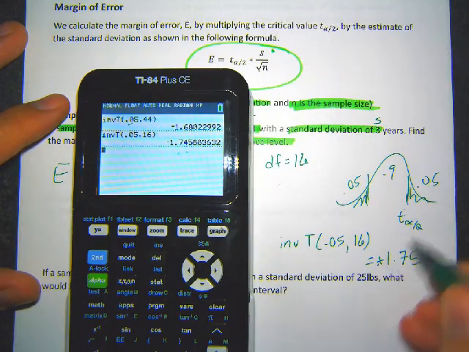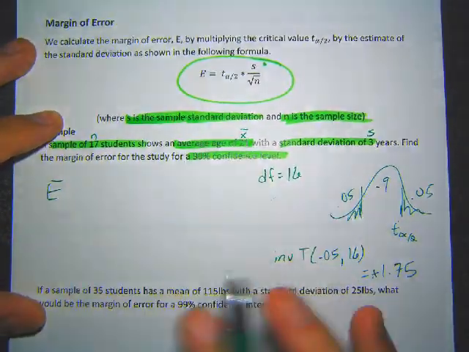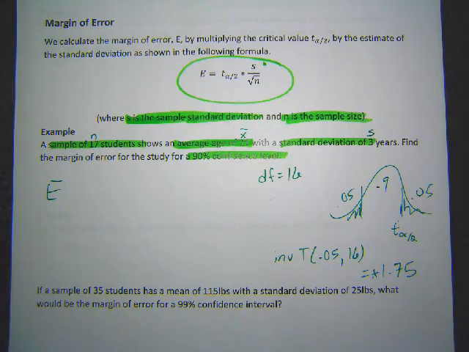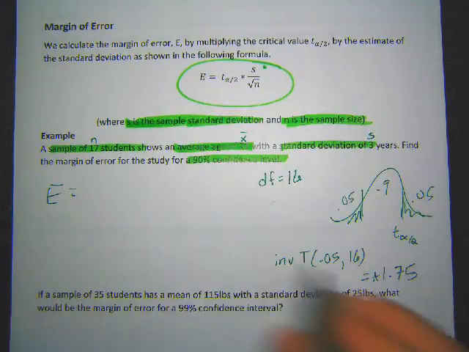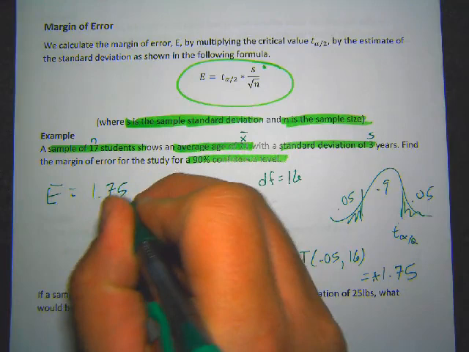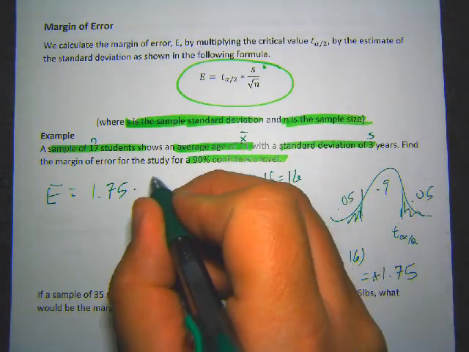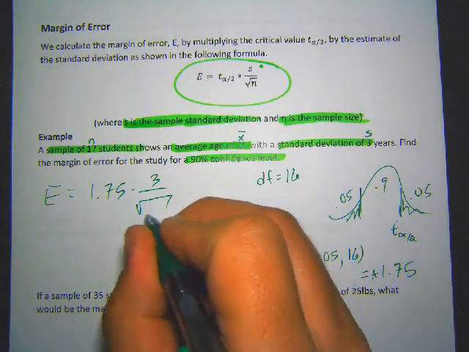We wanted the positive one because you use the positive number when you're finding margin of error. Margin of error should never be negative. If you use the negative number, you get a negative margin of error, and you don't want that, because margin of error is how much room you want. So you want a positive amount of room. So we'll use this value. The margin of error is 1.75 times the standard deviation, which they gave us, is 3. So we put 3 on the top, and then the square root of the sample size. So on the bottom we'll have the square root of 17.